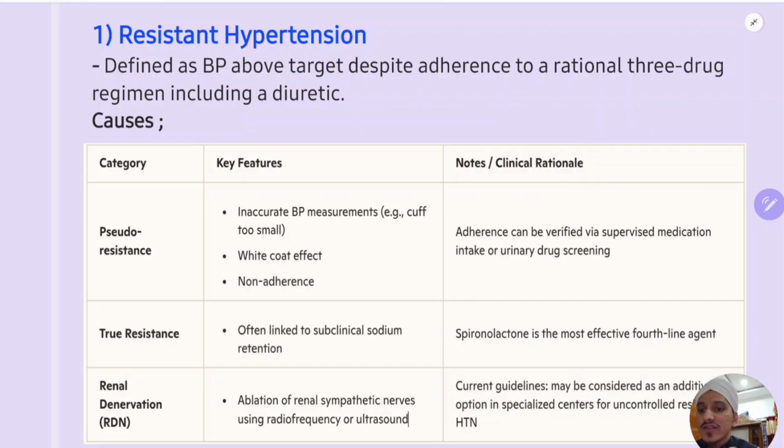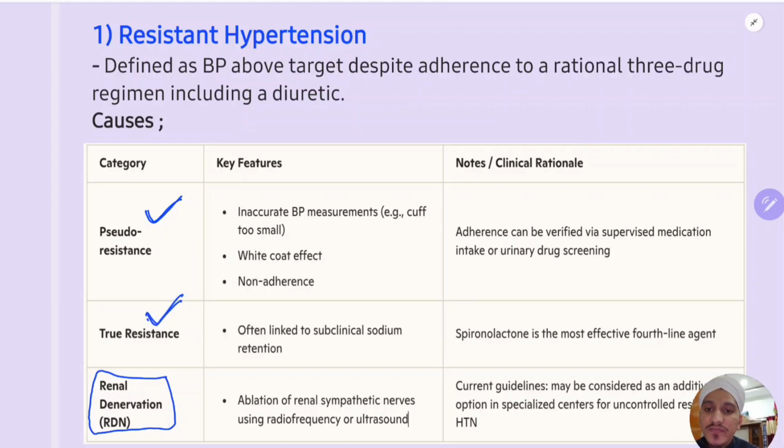So what are the causes of diuretic resistance? Number one is pseudo resistance. Number two is true resistance. And this is the treatment. Okay, renal denervation therapy. This is the last modality to reduce resistant hypertension. Okay, so it can be pseudo resistance or it can be true resistance.